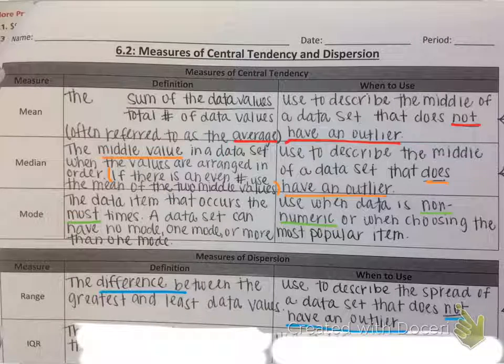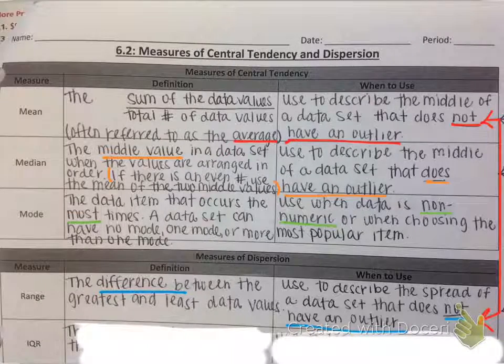So what I did on here, on my notes, I took an arrow and I paired up mean and range. So I did an arrow that went from mean to range to show that those two go together. So when we use mean as our best measure of central tendency, we also use range as the best measure of dispersion because there are no outliers. So the data goes together.